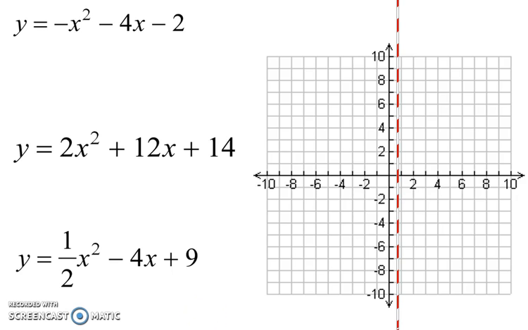So these equations are in standard form. You know they're in standard form because the exponents go 2, 1, and then 0. So the 2 has to be first, and then the 1 has to be second, and then the one with nothing, the constant, has to be last.